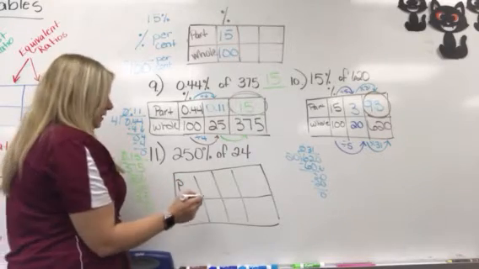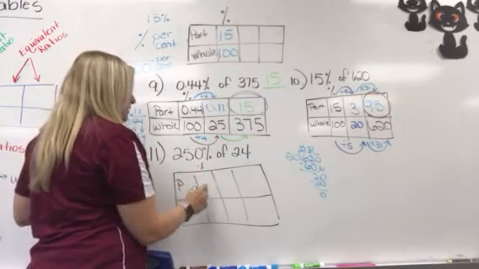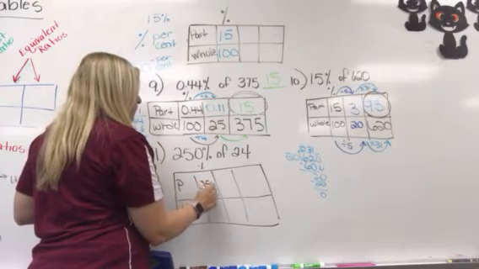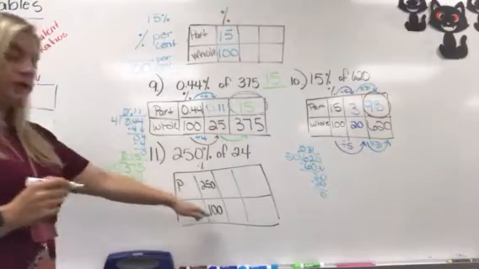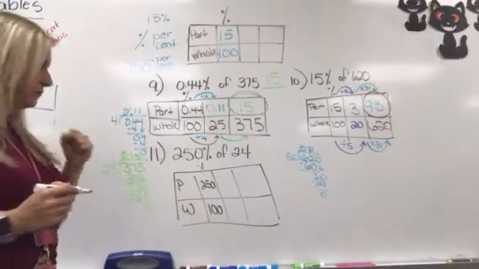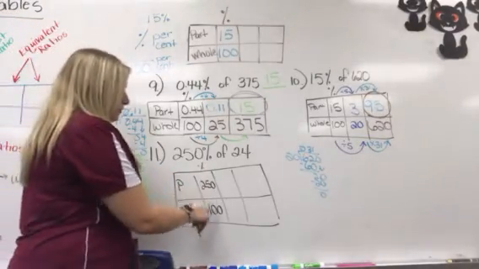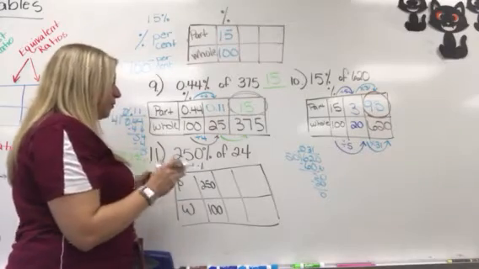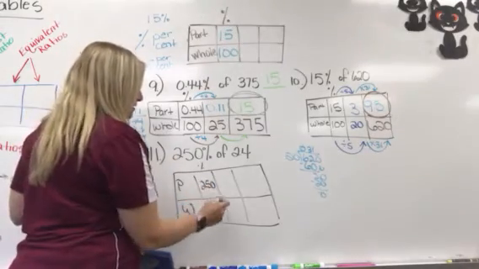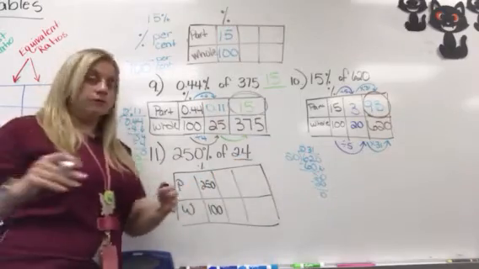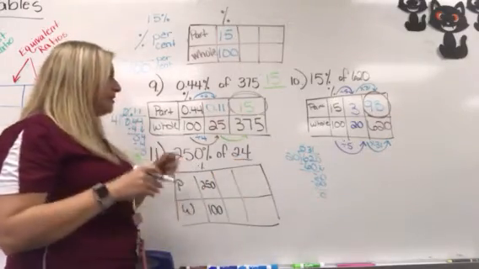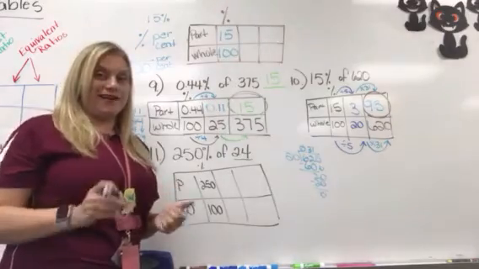I'm just going to abbreviate because I'm lazy. And I know my percent is going to be 250 per 100. Memorize it. Really lock that in. So 250 out of 100, or per 100, is my percent. And I've got my 24.